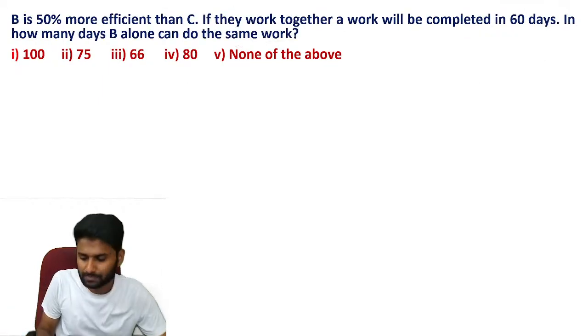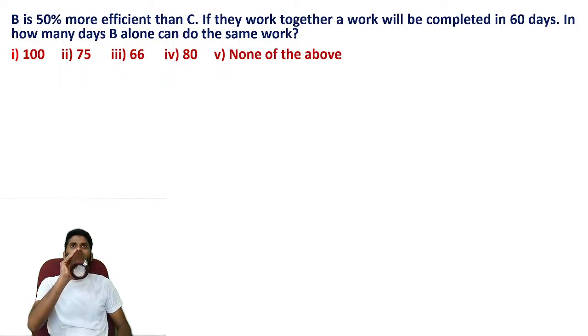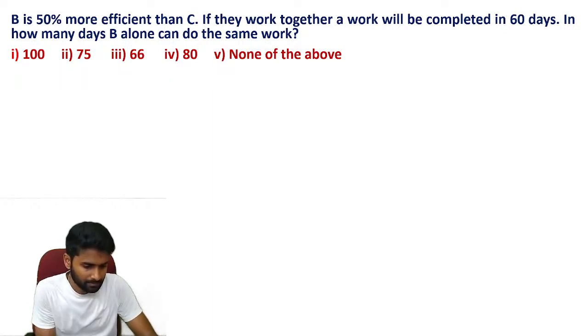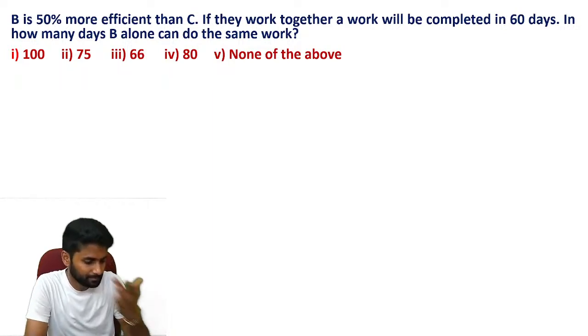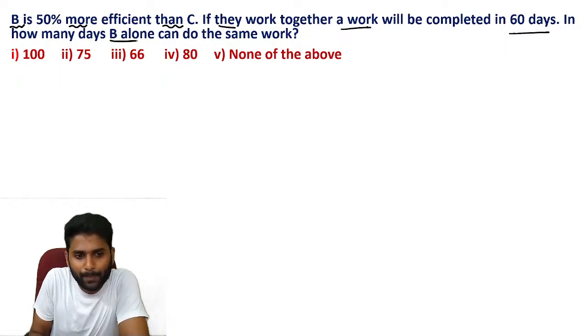Next, let's solve this question. B is 50% more efficient than C. If they work together, the work will be completed in 60 days. In how many days can B alone do the same work?